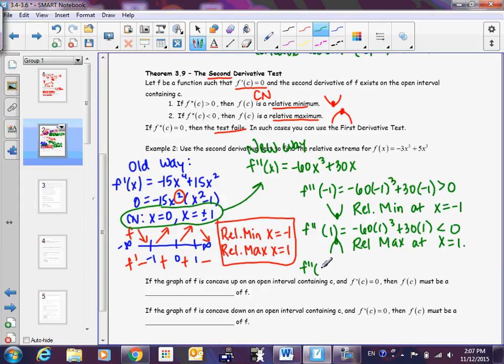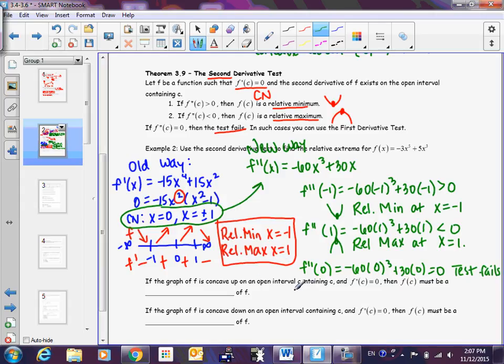And then we're going to see the test fail here at 0, because when you plug in 0, what do you get in return? 0. So the test fails. Meaning, I don't know what's happening at x equals 0. So you first have to take the first derivative, find your critical numbers, and then take the second.